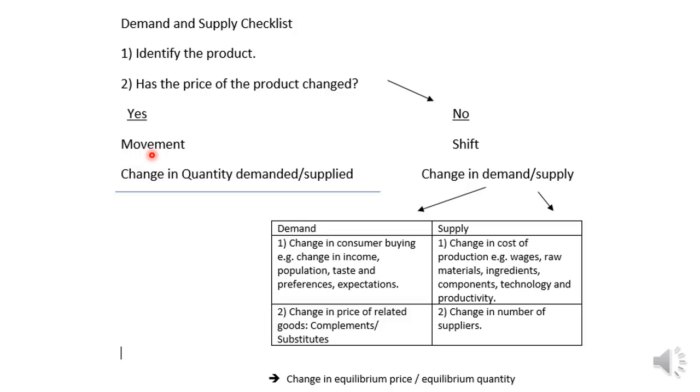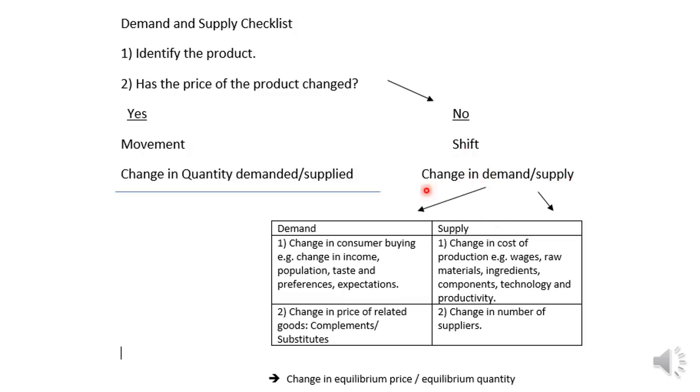Now that means that there'll be a change in either quantity demanded if it's on the demand curve or quantity supplied on the supply curve. Okay. Now if the price of the product that the question is asking did not change, then it must be a shift. Okay. Now then you must differentiate whether there is a change in demand or change in supply.